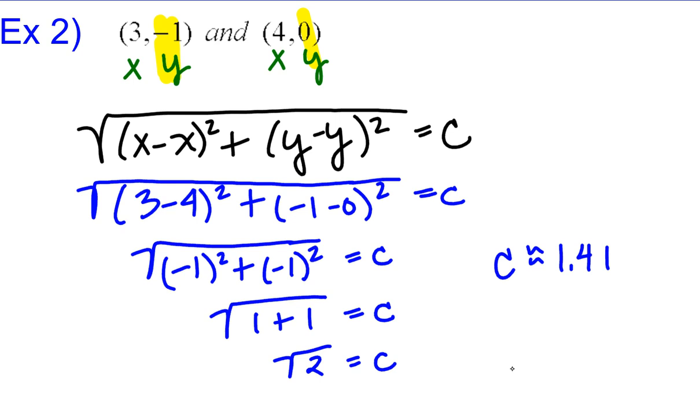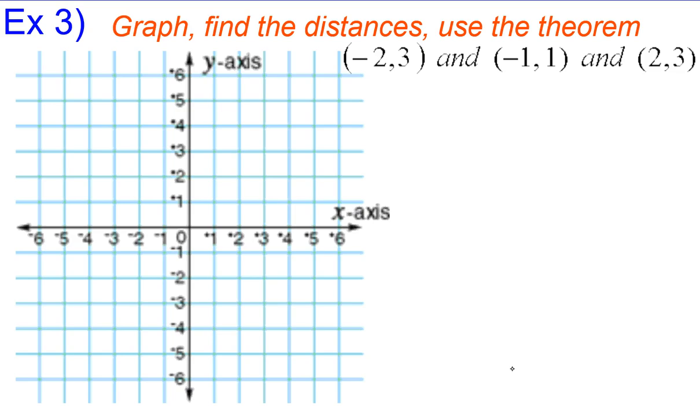So now we're going to take a look at a problem where there's a lot going on. So here on this particular problem, we're going to graph these points, we're going to find the distances, and we're going to use the theorem in order to do that. So let's first label these points. I'm going to call this point A, point B, and point C. I'm going to take point A and put it on the coordinate plane. There we go, point A. Point B is at negative 1, positive 1. There's point B. And point C is at 2, 3.